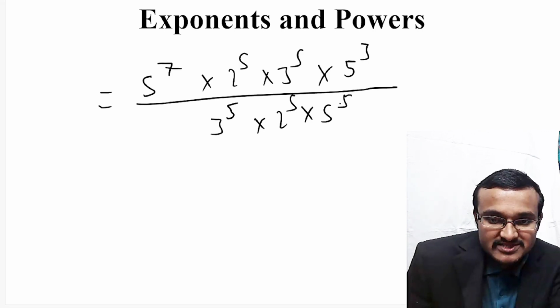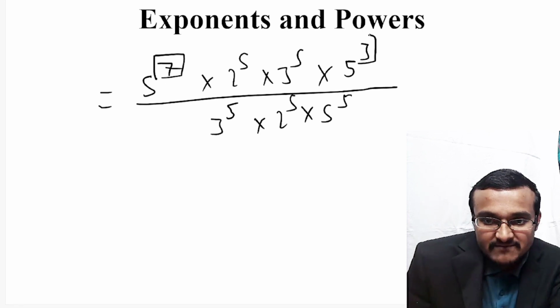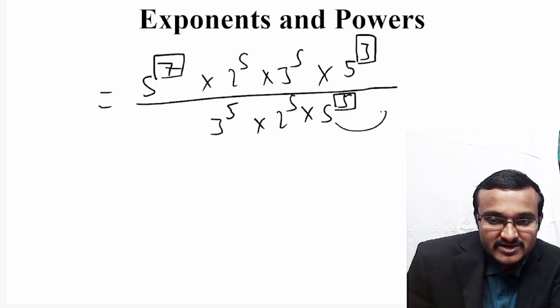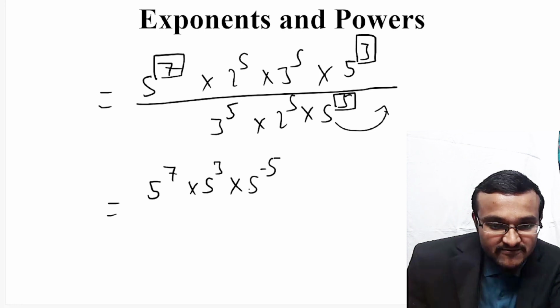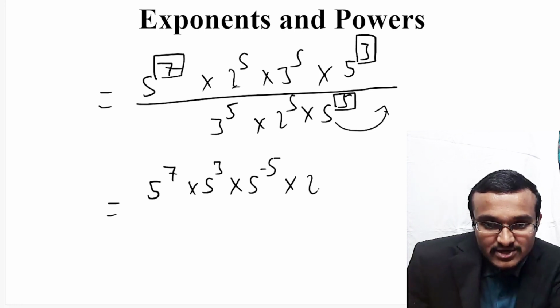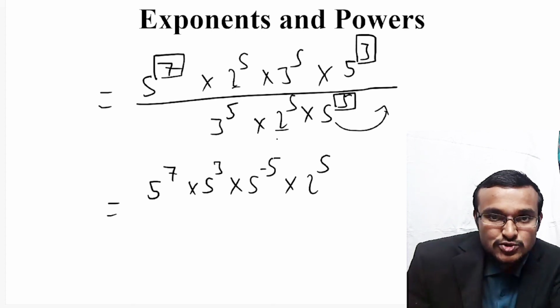Now you can solve this question. Here you can see 5 power 7 is there, 5 power 3 is there. In the denominator 5 power 5 is there. So when you bring this denominator term to the numerator, it will become 5 power 7 into 5 power 3 into 5 power minus 5. Now in the numerator 2 power 5 is there. In the denominator also 2 power 5 is there.